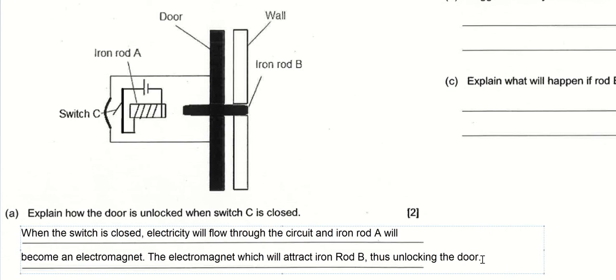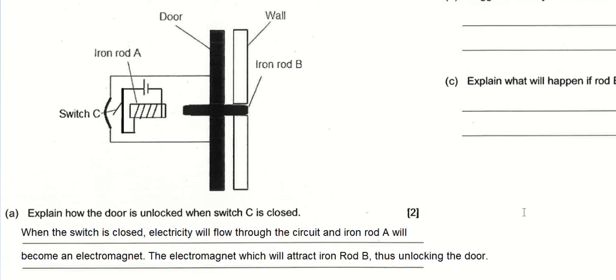my answer is a little bit bigger because I use a bigger font. But if you write the same size as this, then it would be 2 lines, 2 marks. Okay, so that's a first answer. So you get 2 marks. So again, let's check CCR. Explain how the door is unlocked when switch C is closed. So this is the claim. The door is unlocked when switch C is closed. So you do not have to write the claim anymore because it's already in the question.